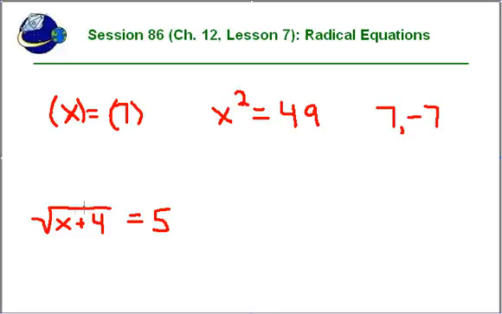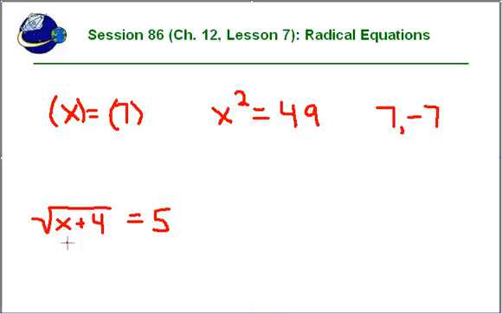With that in mind, let's take a look at this equation. The square root of x plus 4 equals 5. Is this a radical equation? Yes, it is, because we have a variable somewhere within a radical sign. And that's our definition of a radical equation.